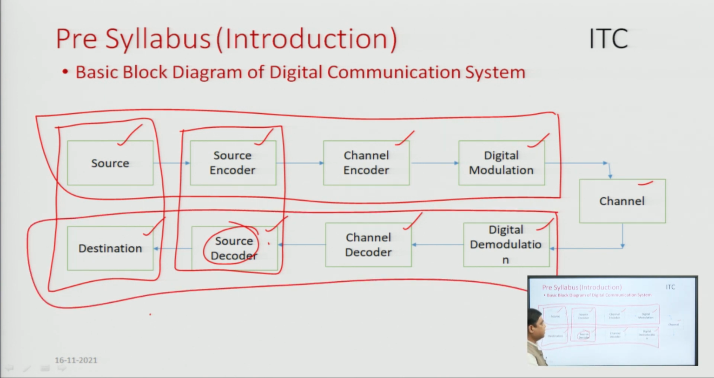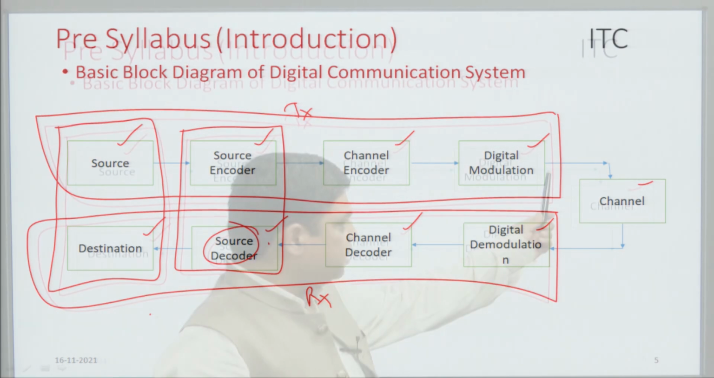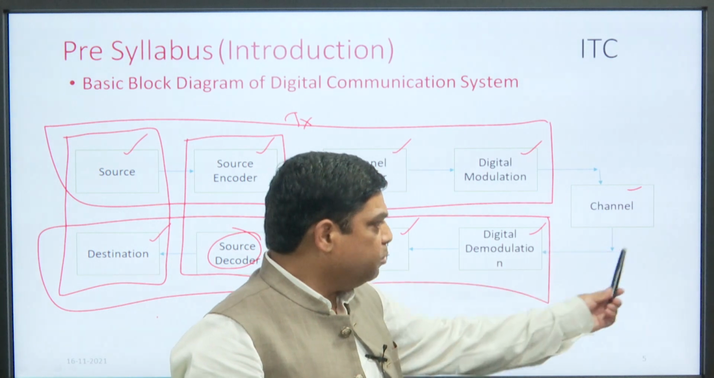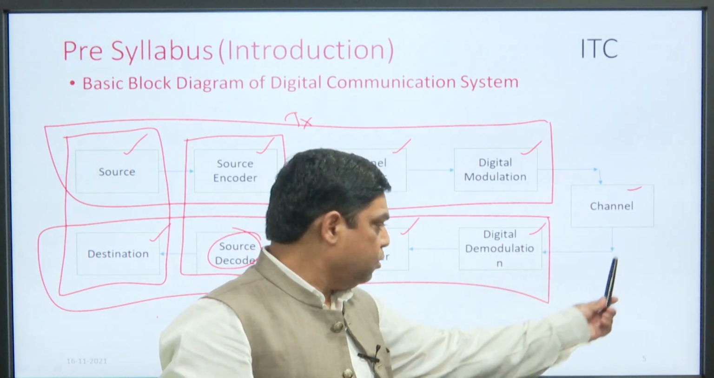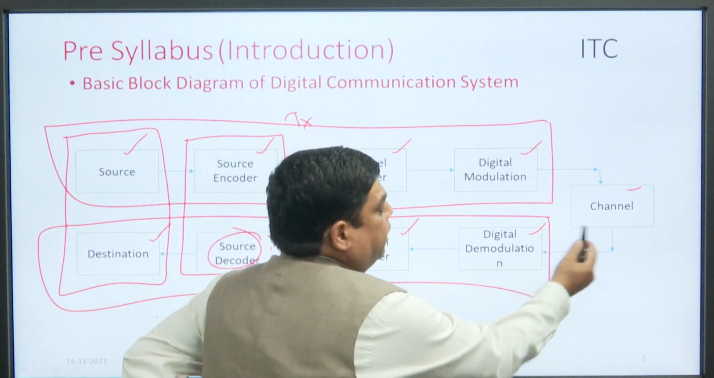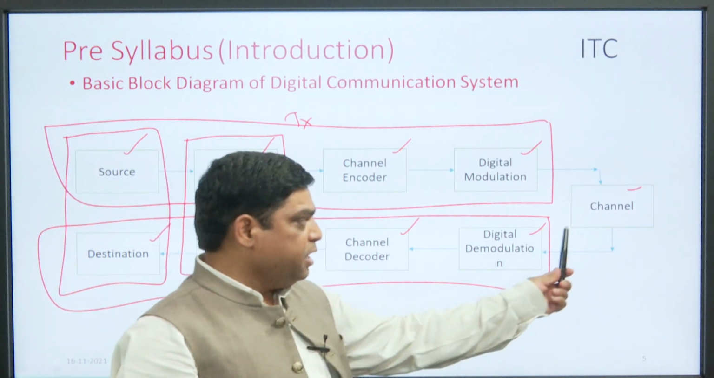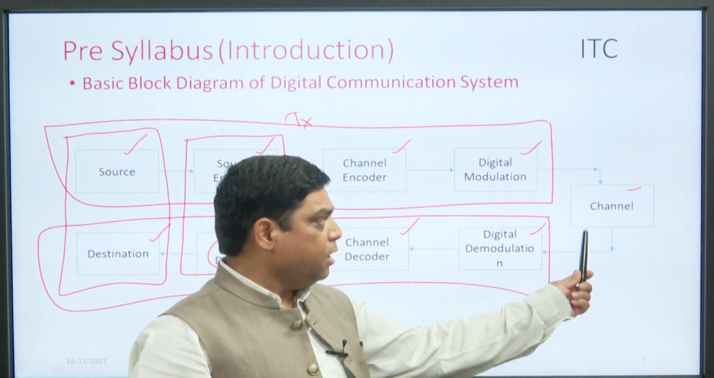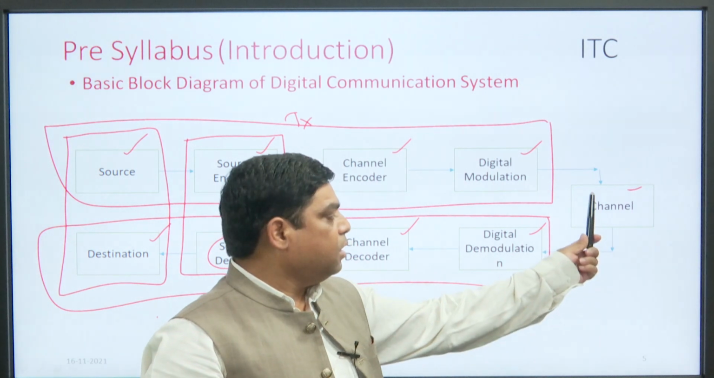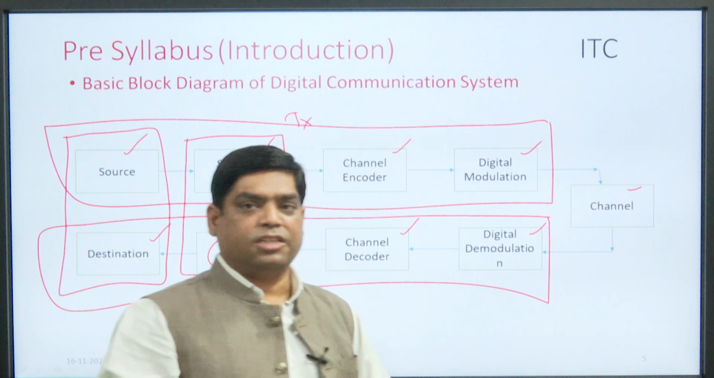It is the transmitter part, it is the receiver part. The transmitter part sends the information through a medium or channel to the receiver. Here at the channel, due to the medium, it may distort the signal passing through the channel.